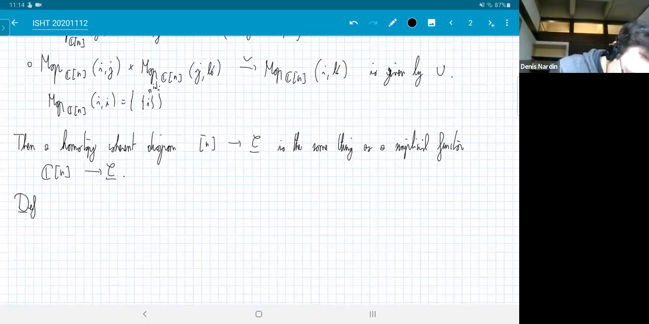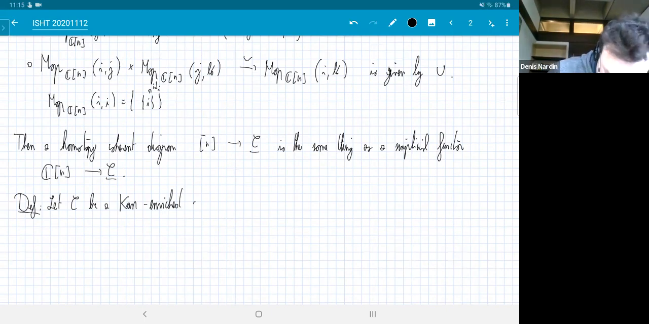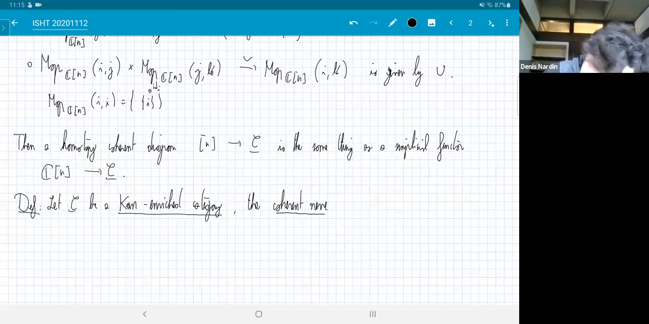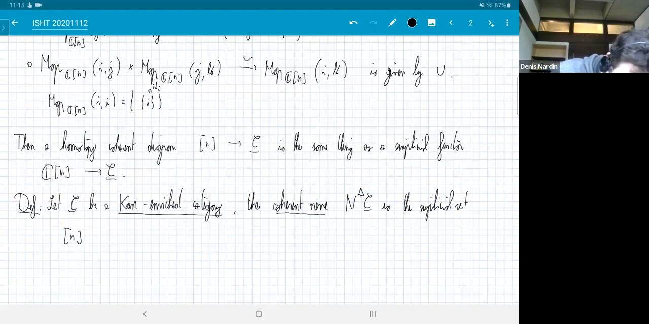So let C be a simplicial, a Kan-enriched category. And this works actually for any simplicial category, but we are merely interested in it for Kan-enriched. The coherent nerve of C underline, N of C underline, is the simplicial set sending brackets n to simplicial functors from this Cordier category Cn to C underline.